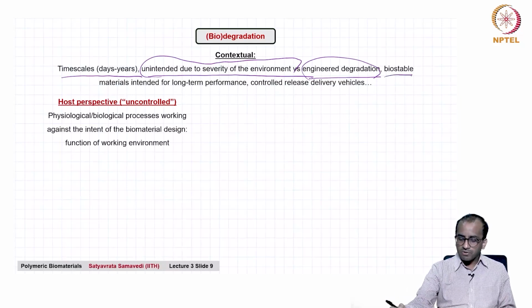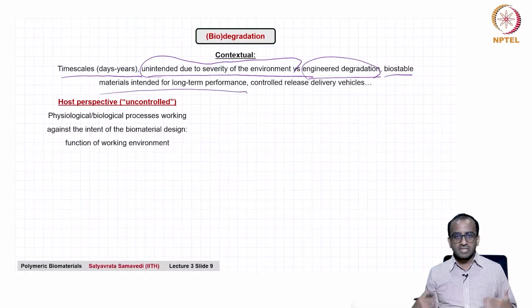You can also have biostable materials intended for long-term performance where, let's say, you're replacing an entire bladder for patients who have lost their bladder. You can have artificial bladders that are implanted. Now, those bladders will be there for life, right? So, you're looking at long-term performance.